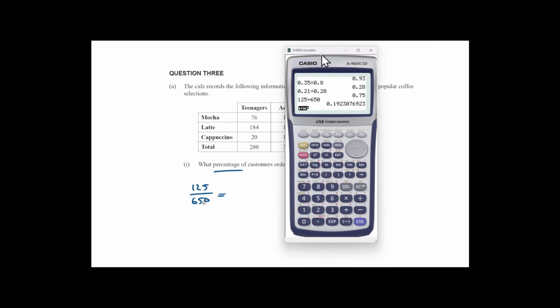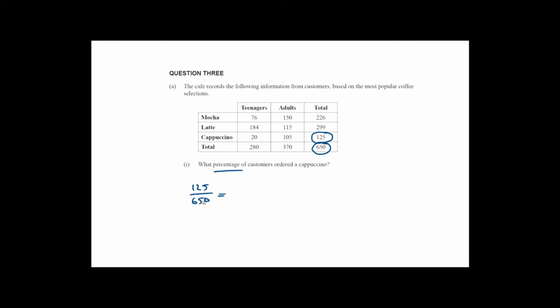So let's say 19.2%. You could round it down to 19%. It's up to you.